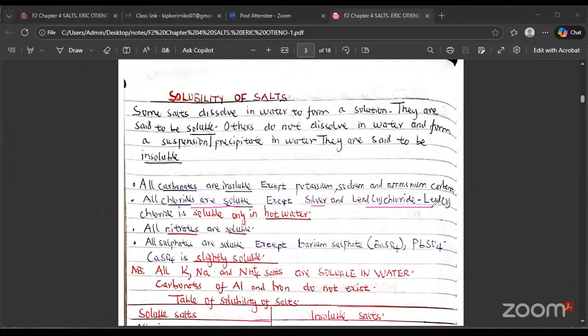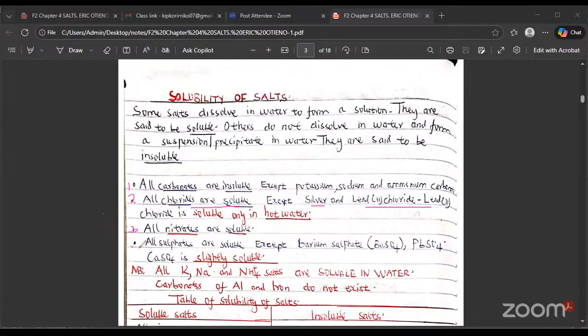Number 3, which is nitrates. All nitrates are soluble. All of them that exist. All nitrates that exist are soluble. You can name now the nitrates that you know. When you want to talk about this, you leave out potassium, sodium, and ammonium, because all of their salts are soluble, whether it is a carbonate or otherwise. All others now, all the nitrates, you can mention calcium, you can mention zinc, and the rest, lead, all of them are soluble.